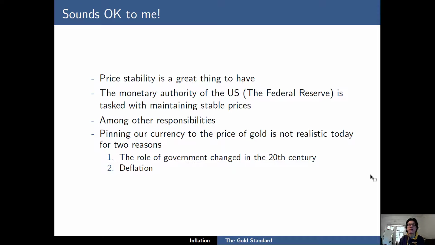So that all sounds great, right? Price stability is a great thing to have, and the U.S. Federal Reserve, which is the agency in charge of how the money supply works in the US, is actually tasked with maintaining stable prices among its other responsibilities.